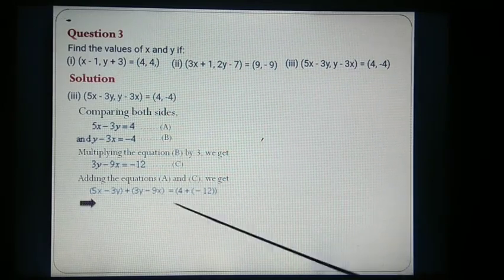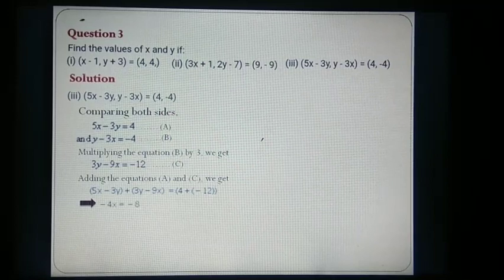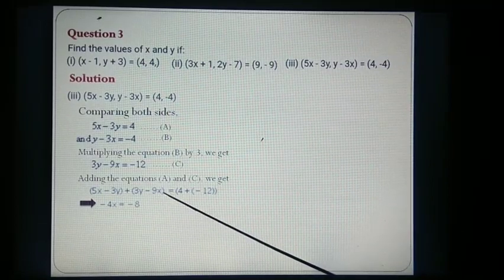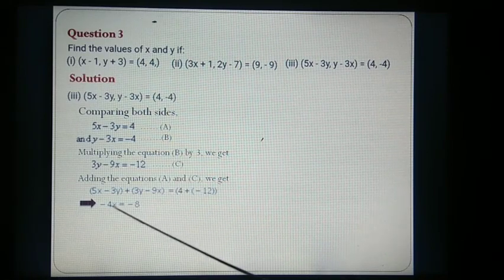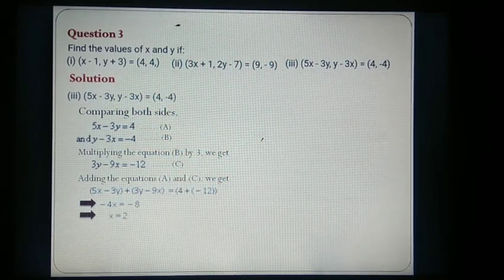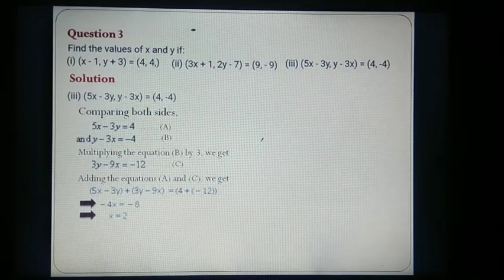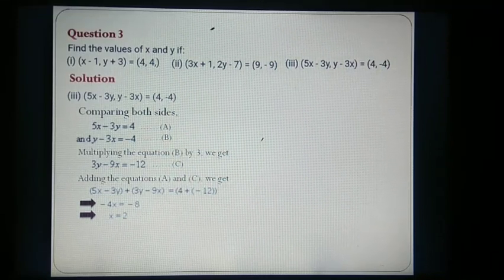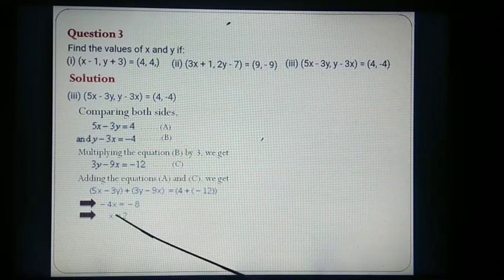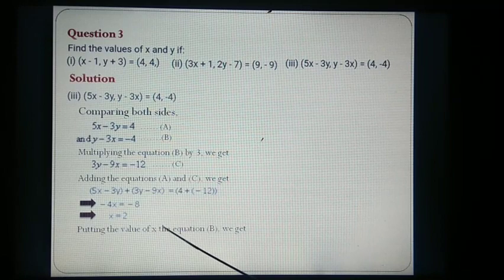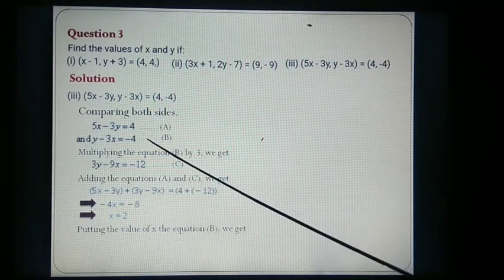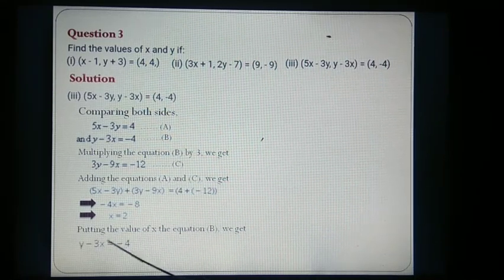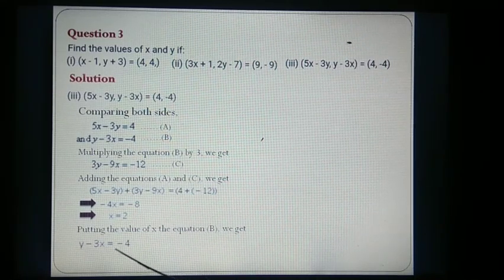Simplify this: 3y and 3y get cancelled, so what is left? 5x minus 9x, which is minus 4x, and minus 12 plus 4 is minus 8. So the value of x from here is 2. So we got the value of x. Now to get the value of y, we can substitute the value of x in either A or B. It's your choice. So putting the value of x in equation B, I'll get y minus 3x is equal to minus 4.